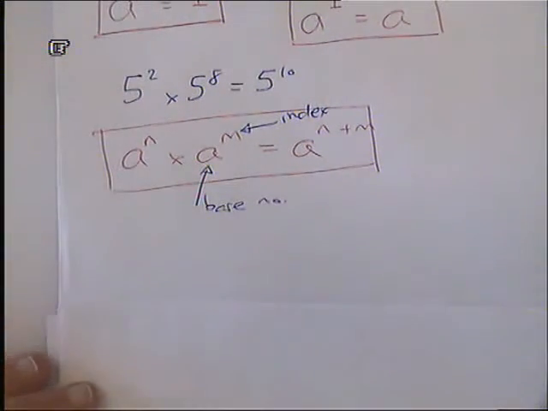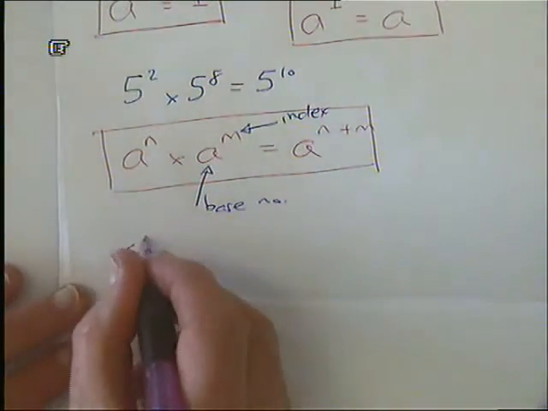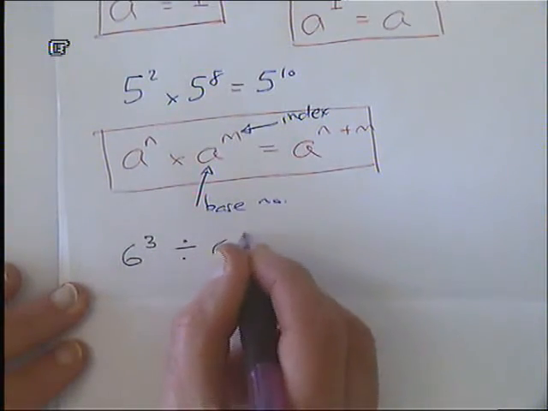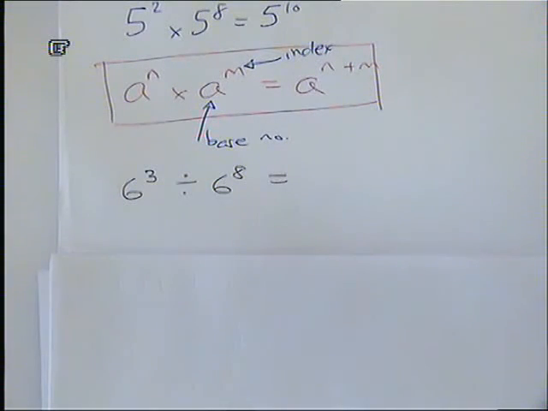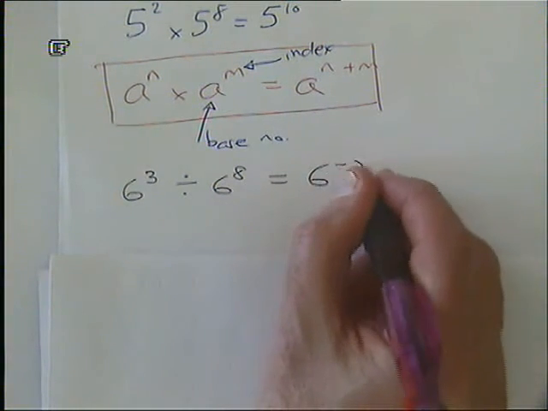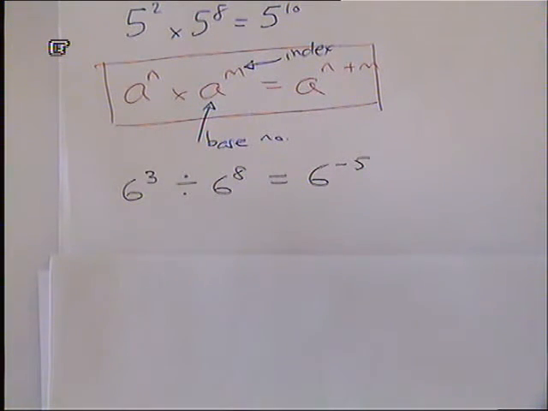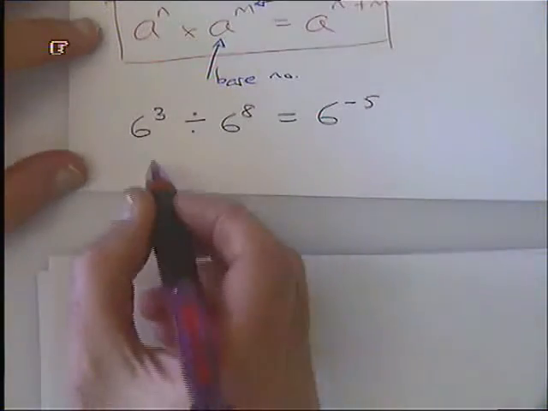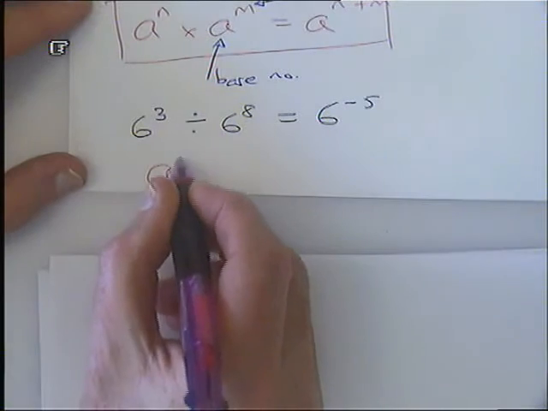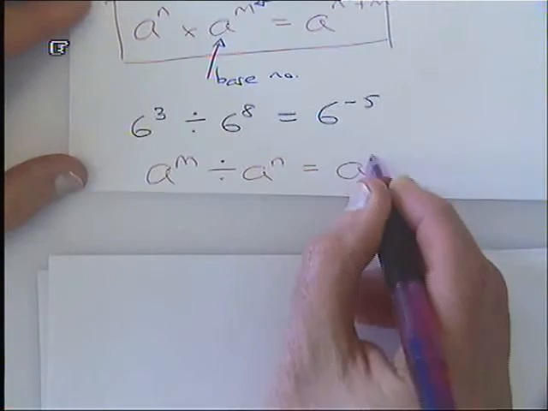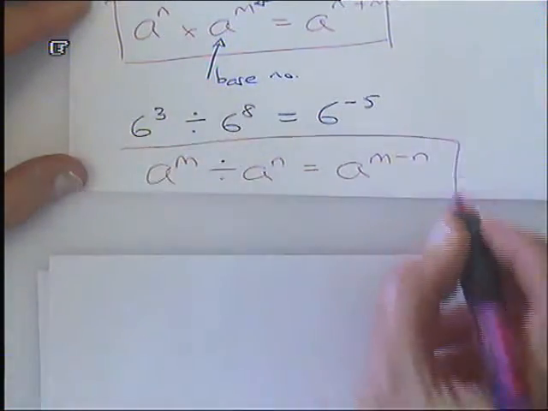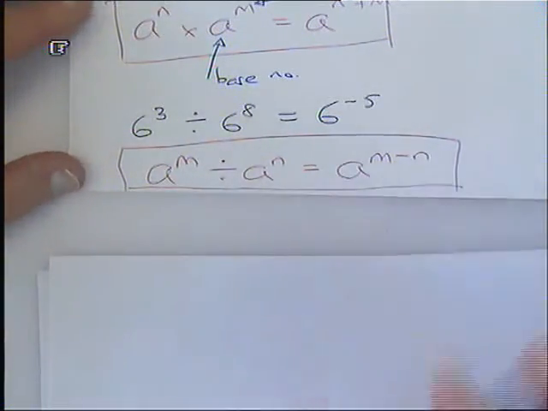So moving rapidly on, if we have 6 to the 3 divided by 6 to the 8, can anybody tell me the answer to that one? Yeah, 6 to the minus 5, that's right. Liv, would you like to give me a rule for that one? a to the power of m divided by a to the power of n is a to the power of m minus n. Yep, okay, there we go. There's another one.